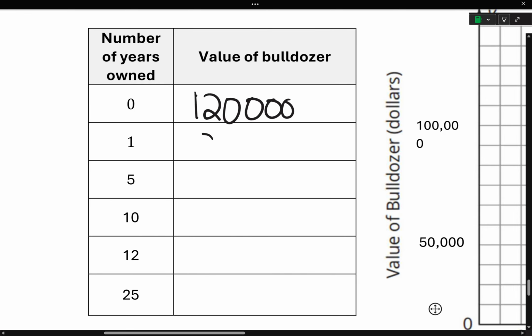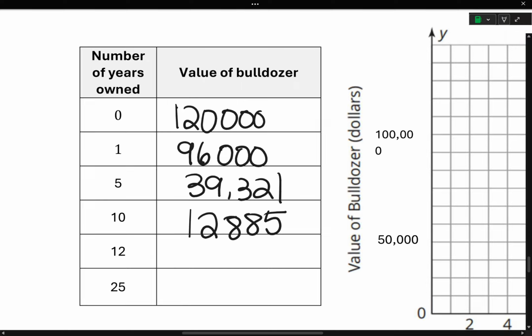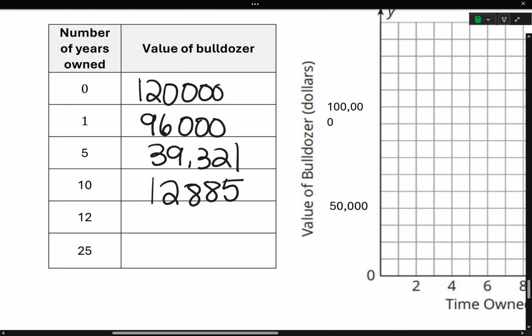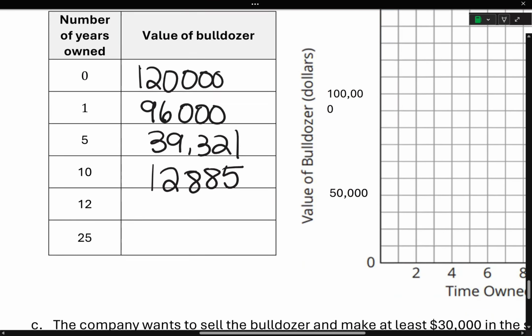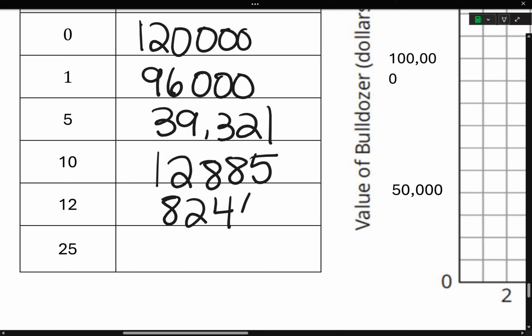After a whole year, it's $96,000. After 5 years, it's $39,321. After 10 years, it's $12,885. And again, I'm using this function here. After 12 years, it's worth $8,246. And after 25 years, following this model, it's only $453.